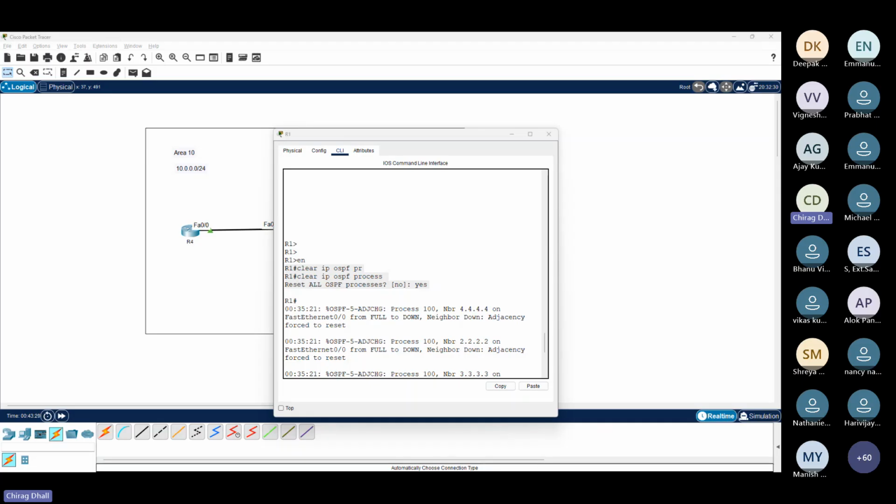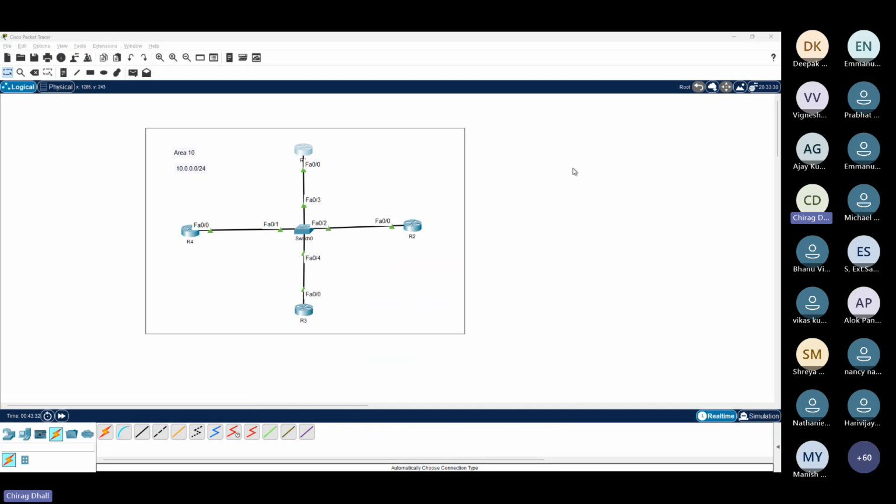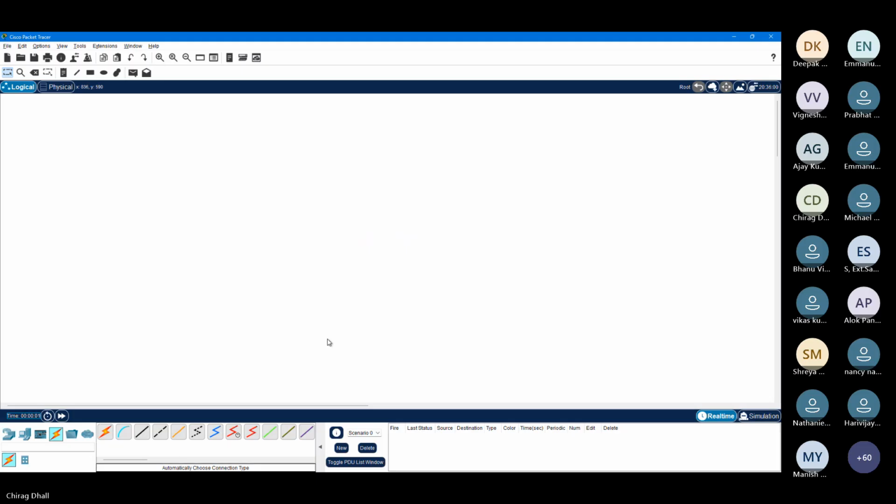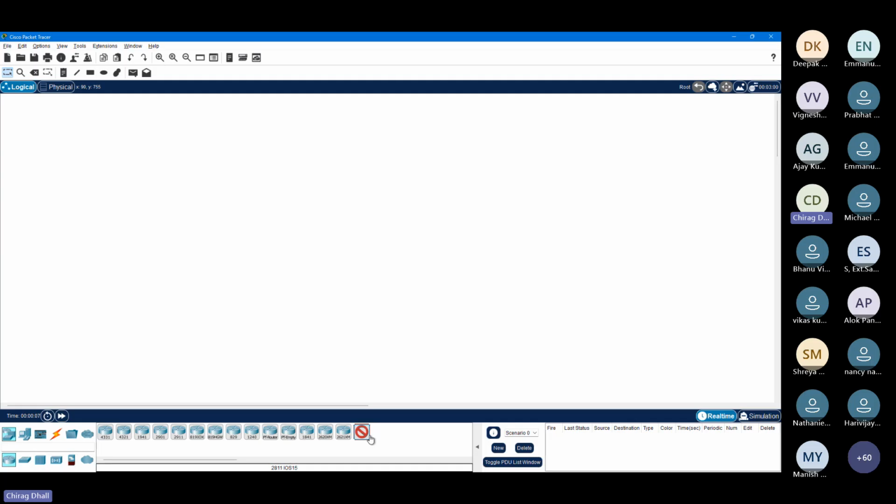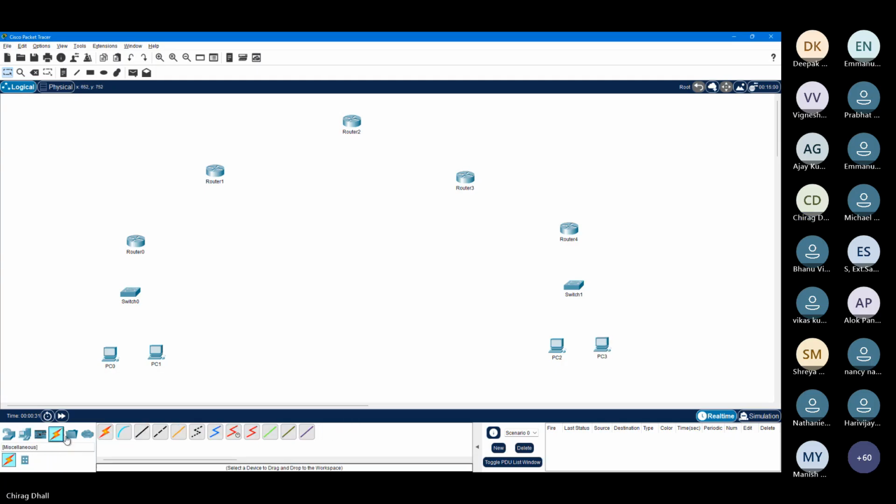Yeah, it's fine. Perfect. All right, now it's time to try a multi-area lab topology. I'll create a new file for it, and we'll take multiple routers, which will help me connect different areas. So there will be router 1, router 2, router 3, router 4, router 5. I'll connect one switch with the first router and one with the last router, with some end devices here and some end devices here. Let's connect them all.